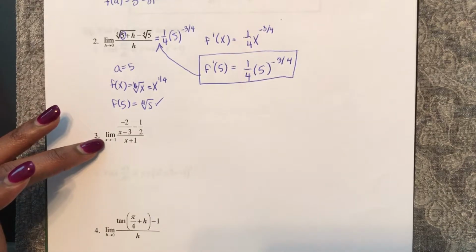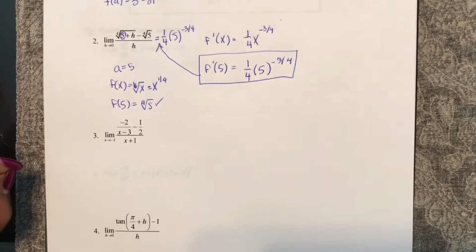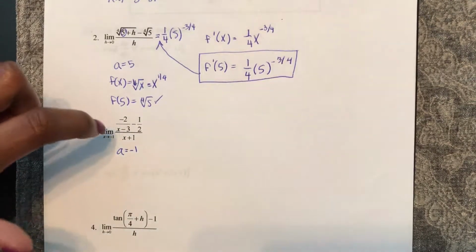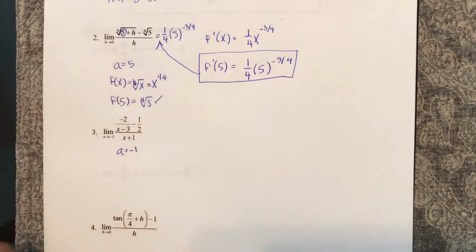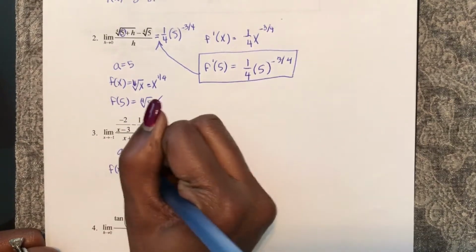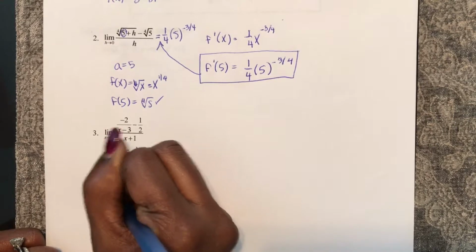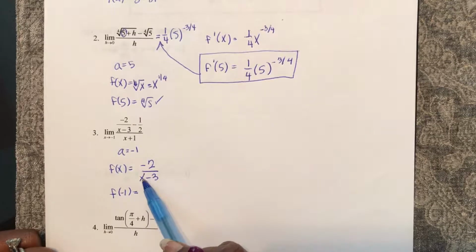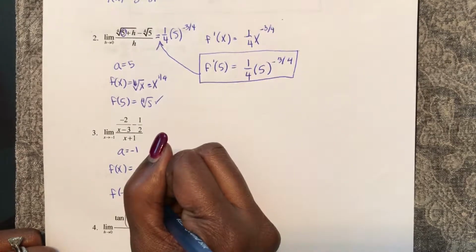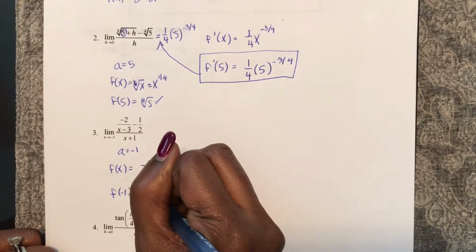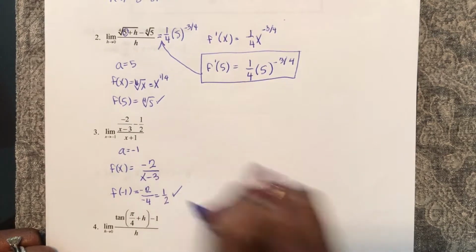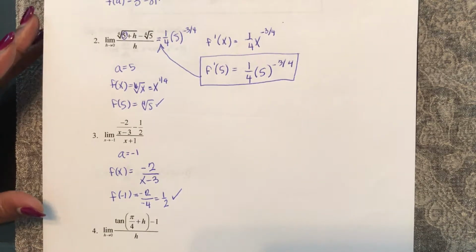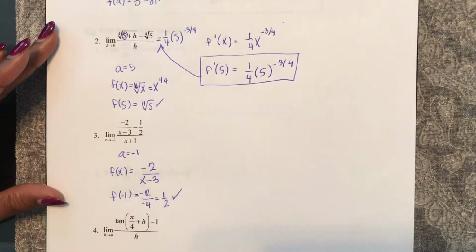So now this to me is looking like my second limit definition for derivative. If that's the case, then I'm going to say a is negative 1. So this is f of x minus f of a over x minus a. So f of x has to be negative 2 over x minus 3. Well, let's check. What's f of negative 1? Negative 2 over negative 1 minus 3 is negative 2 over negative 4, which is 1/2. Check. So this is asking us to find f prime of x at a equals negative 1.